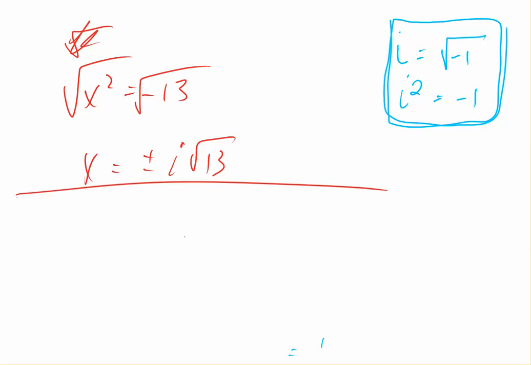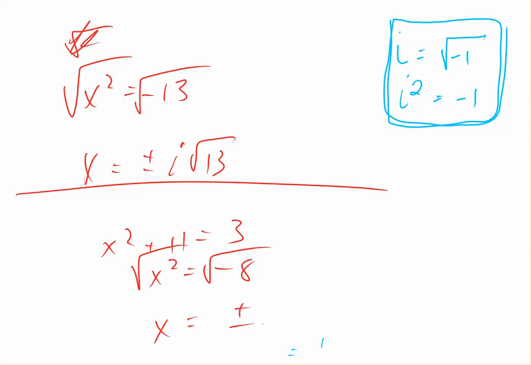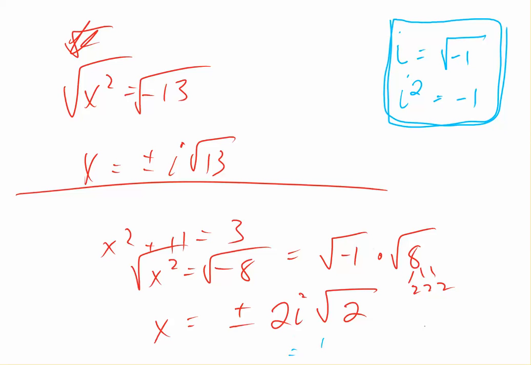Let's say we have the example x squared plus 11 equals 3. Okay, subtract 11 to get -8. Take the square root of both sides. We have x equals plus or minus 2i times the square root of 2. That's because -8 is really -1 times square root of 8, and 8 can be broken up into 2 times 2 times 2. We can take out one of those 2's to get plus or minus 2i times the square root of 2.